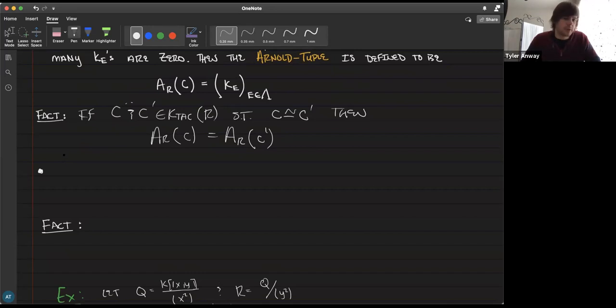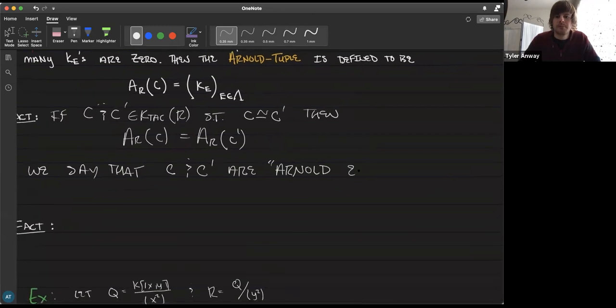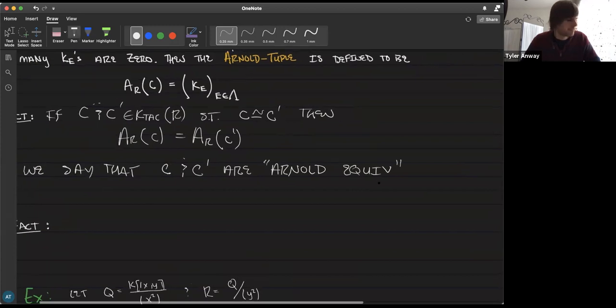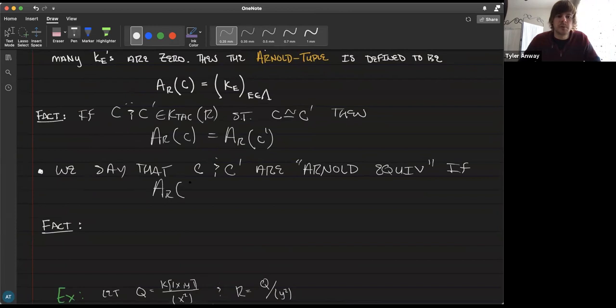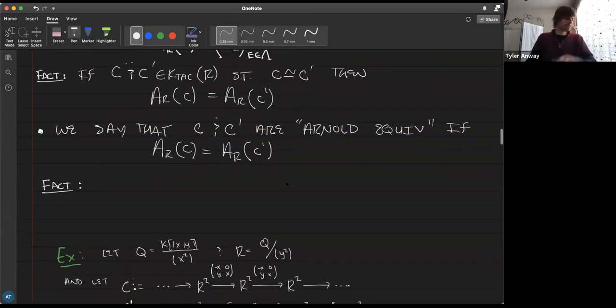Here's a note on some terminology. We say that C and C prime are what I'm going to call Arnold equivalent if they have Arnold tuples that are equal. Right? And so this is going to form the classification scheme, right? So we say that they're in the same class if they're Arnold equivalent.